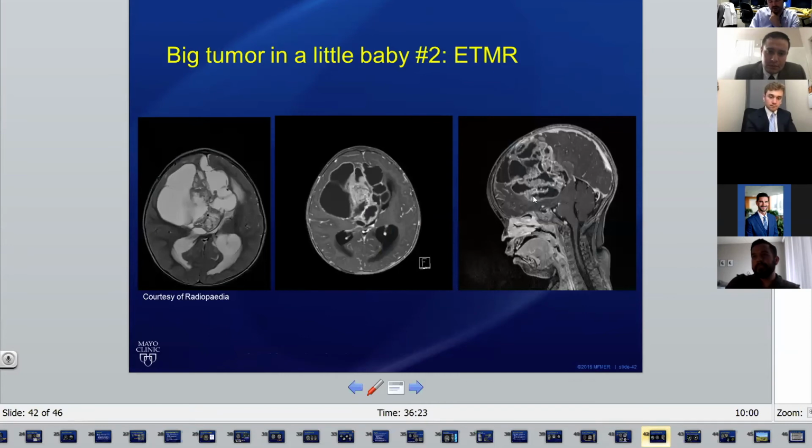So here's an example of one of the quote PNETs that we don't really use that term for anymore. This is an ETMR. These are exceedingly rare tumors. I actually don't have one on record, so I lifted this one off Radiopedia. They're very difficult to diagnose preoperatively just because they are so rare and tend to not have characteristic imaging features. But like ATRT, they tend to be very large, very heterogeneous, and heterogeneously contrast enhanced. A tissue diagnosis is really necessary to know what you're dealing with when you're working with a PNET.